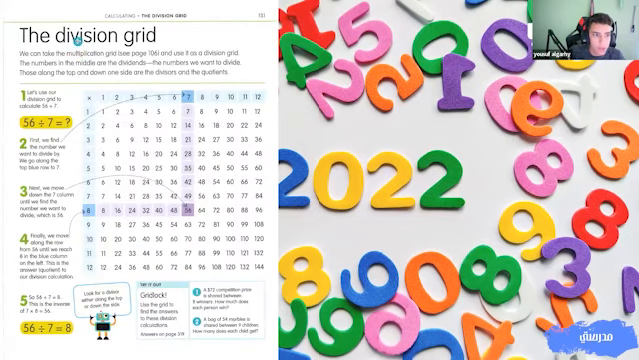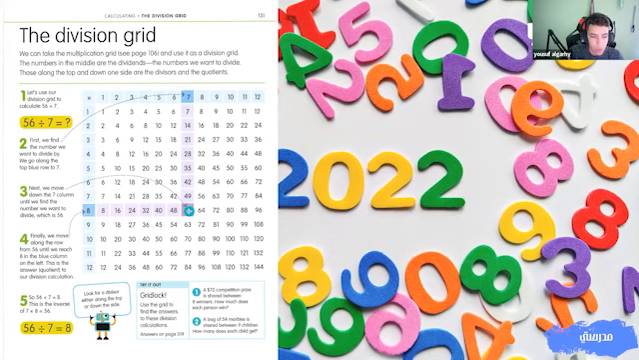So now we have the division grid. To use the division grid, the first thing we have to do is find the number we want to divide by. So we go up here and we find the number 7, because the number that we want to divide by is 7. It's the second one in the equation. So we find the number that we want to divide by in the top row. Next, we move down until we find the number that we want to divide, which is 56, right here.